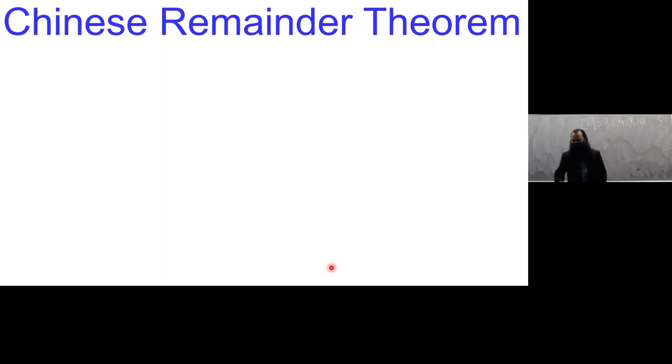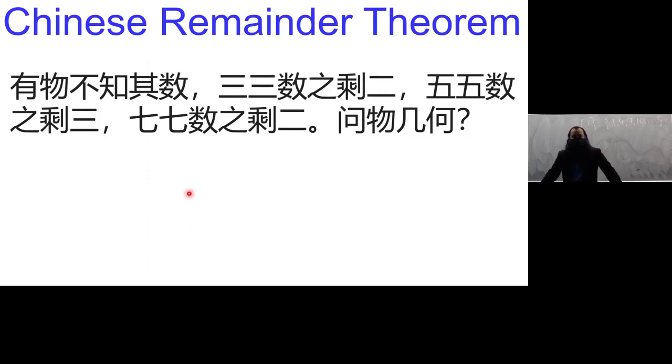Chinese remainder theorem. Okay. Dui bu qi, wo de zhong wen bu hao. I'm just saying, my Chinese isn't that good. Bu hao means not good. You all know ni hao, that's you good. You good? Ni hao. And bu hao is not good.